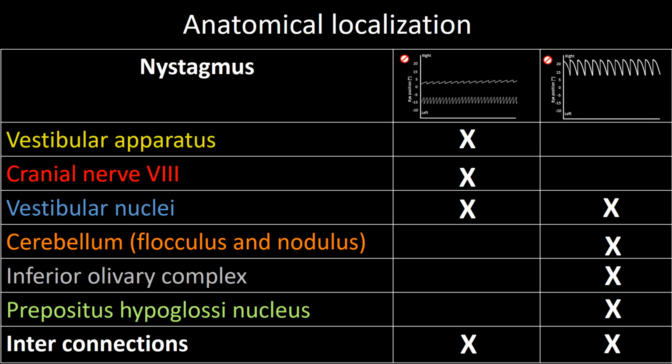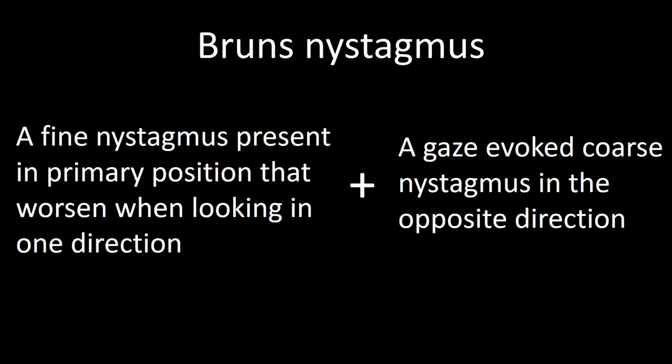The first one is depicted in this table. The two types of nystagmus: the fine nystagmus in primary position beating towards the side opposite to the hypofunctional vestibular system lesion, or the coarse beating gaze nystagmus towards the side of the neural integrator system lesion, may occur in patients with a vestibular nuclear lesion and in those patients with damage to the tracts communicating some of the structures here listed. The second comment is regarding Burns nystagmus.